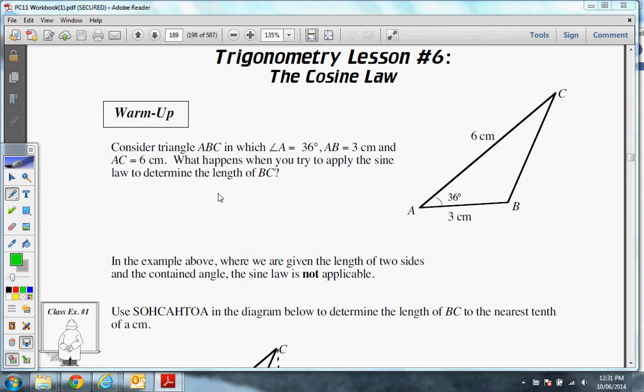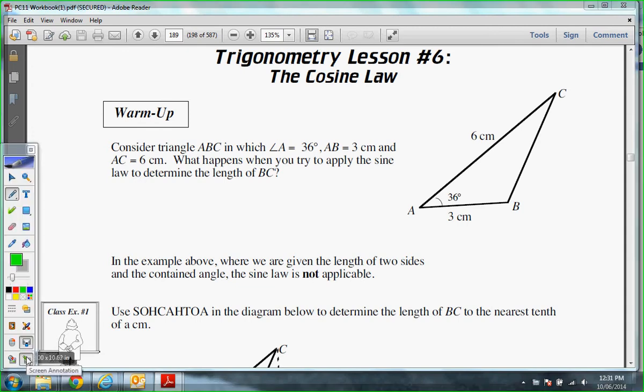If I go to this warm-up, it says consider ABC, angle A is 36, AB is 3, and AC is 6. What happens when you apply the sine law? So let's do the sine law. I'll have sine of 36 over little a equals sine of B over 6 equals sine of C over 3. Remember, angles create sides. That's little a. This is little b. This is little c.